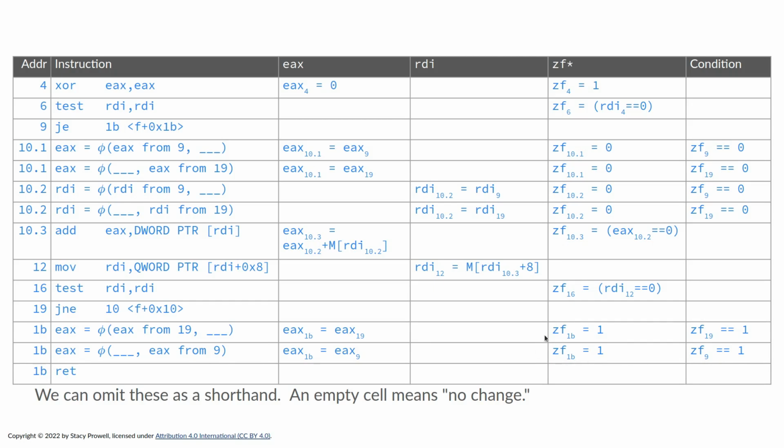I certainly have a case where ZF1B was 1 and ZF1B here was 0. That would sound like a contradiction. That's just telling me that I don't know what the 0 flag is at position 1B. But I do know what it is depending on which path I arrive. Okay? I hope that makes sense too.